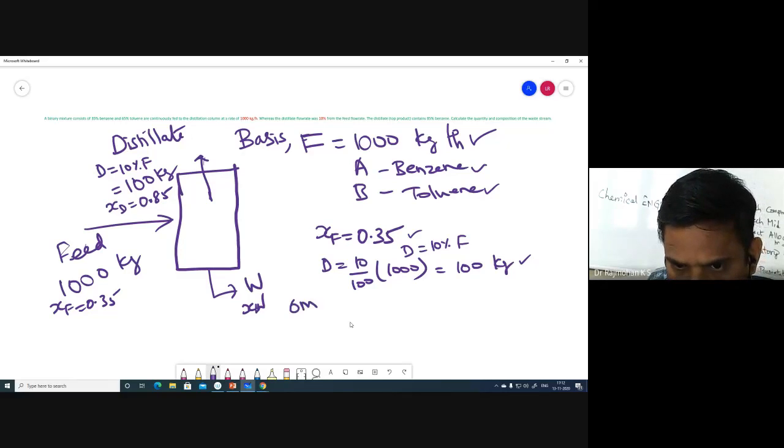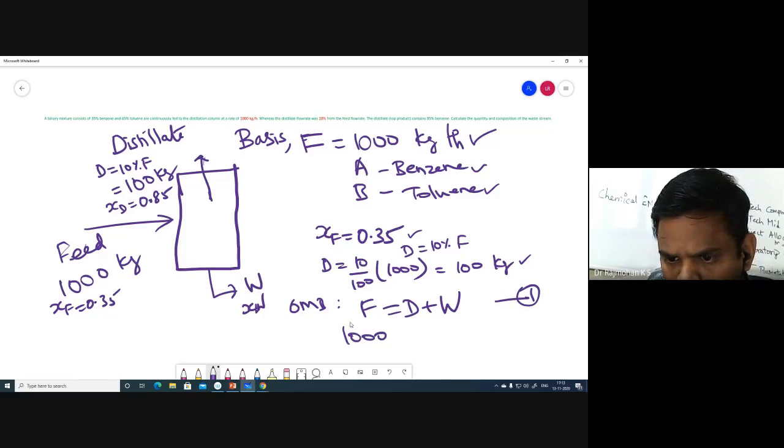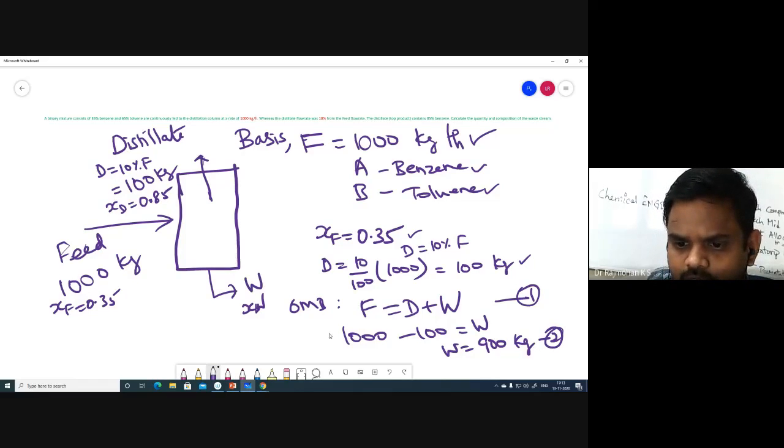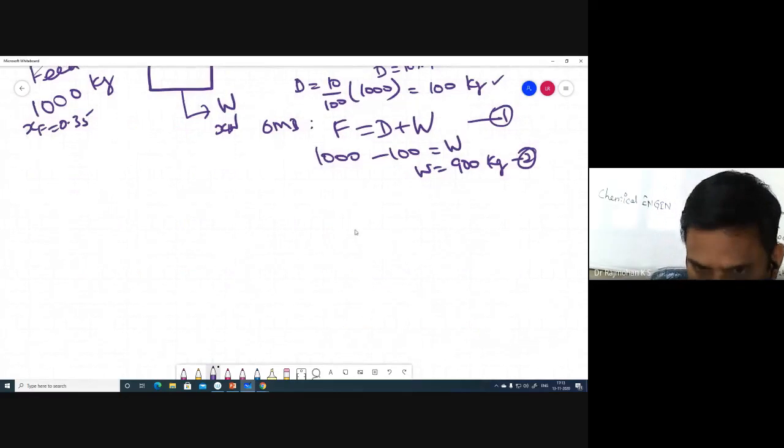So what is the overall material balance? Overall material balance for a distillation column is F equal to D plus W. Okay, F is 1000 minus 100 equal to W. So W is equal to 900 kg. Okay. Now what we can do is write the individual material balance.